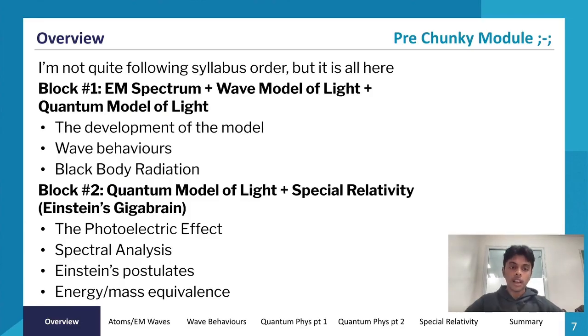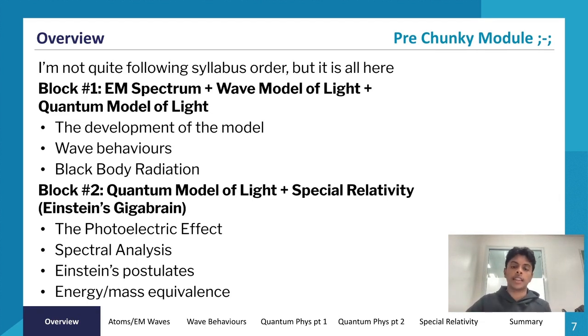So this lecture is going to be on Module 7, and it's a pretty chunky module. What we're going to be studying today is not exactly in syllabus order, but most of the stuff that you will cover in the syllabus will be in this lecture. We're going to be doing it in two separate parts. The first is on the electromagnetic spectrum, the wave model of light, and the quantum model of light. In that subheading, we'll have the development of the model of light.